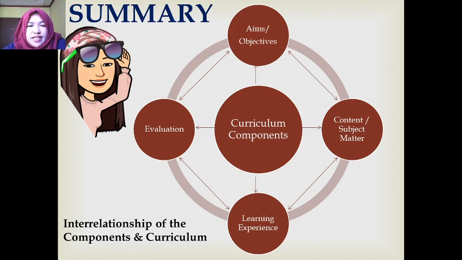So, for the summary, we have here the 4 curriculum components, the interrelationship of the components and the curriculum. No? So, at the top portion, you can see the aims or objectives. No? So, the aims or objectives serves as the anchor of the learning journey. Now, so after that, the content or subject matter that serves as the meat of the educational journey. Then after that, the learning experience that serves as the hands-on experimentation to the real spectrum of learning.